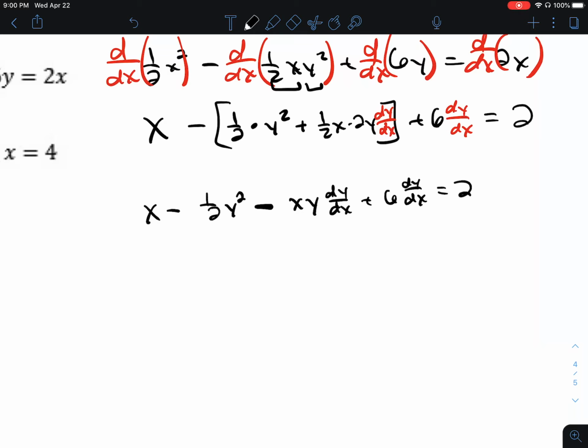Now I think it's in our best interest to get dy over dx by itself and then start substituting in. So I'm going to subtract this and add this to both sides so I can get these two terms by themselves. So I have negative xy dy over dx plus 6 dy over dx equals 2 minus x plus 1/2 y squared.